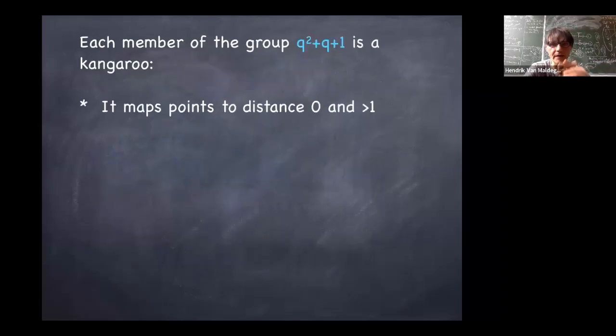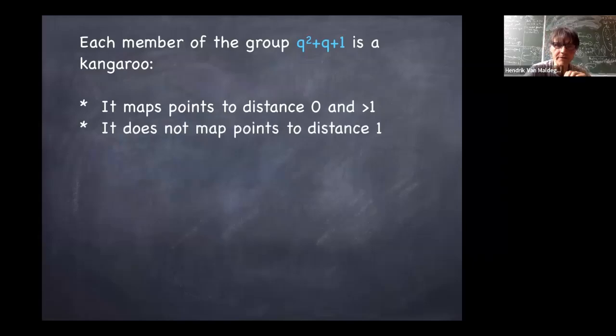But then there is something else that we have to notice, and that is that each member of that group of order Q squared plus Q plus 1, remember, that's a single cycle, that's a kangaroo. And what is a kangaroo now? Well, a kangaroo is something that skips a distance. So you map points to distance 0 and strictly bigger than 1, but you never map a point to distance 1. The idea is that a kangaroo either stands still, so it doesn't do anything with the distance, or it jumps, right? So it never walks, let's say. So you skip the distance 1, and that's a kangaroo.